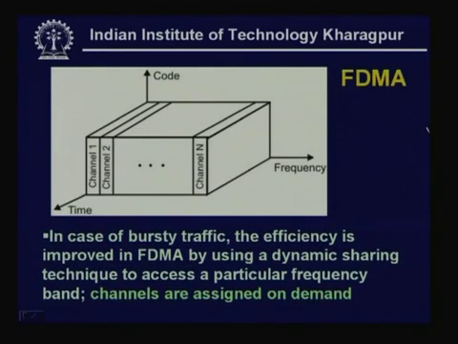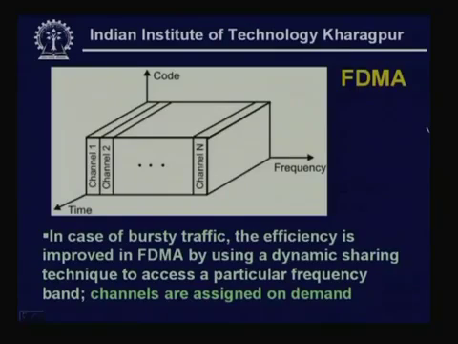Now you may be asking, what's the difference between frequency division multiplexing and frequency division multiple access? As you can see here, the signals sent by different channels have been shown in a three-dimensional graph, where the three dimensions are time, frequency and code. So as you can see, the signals coming from different channels are only varying in terms of frequency here.